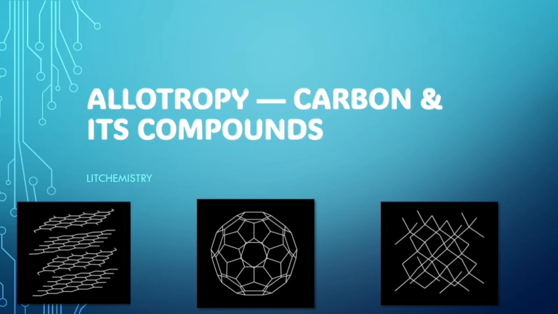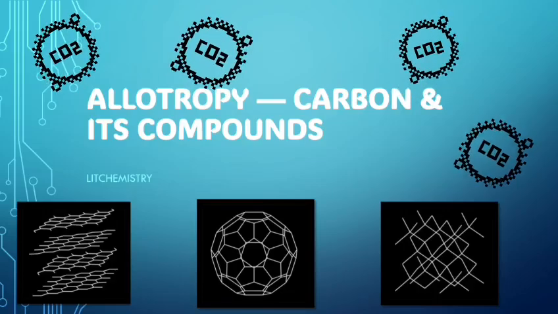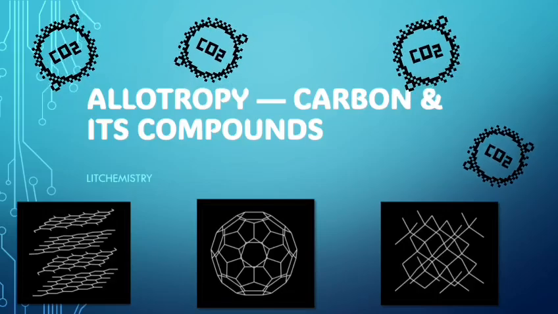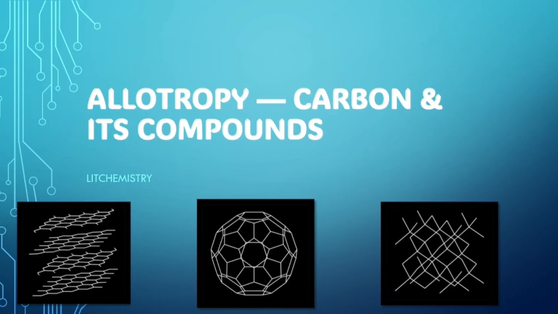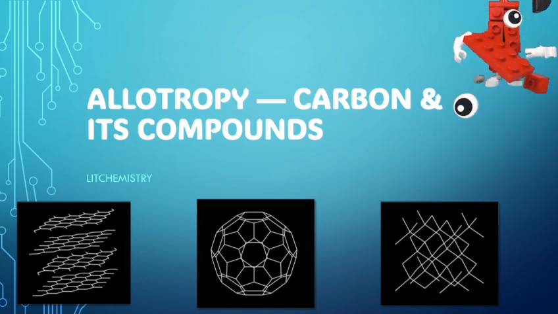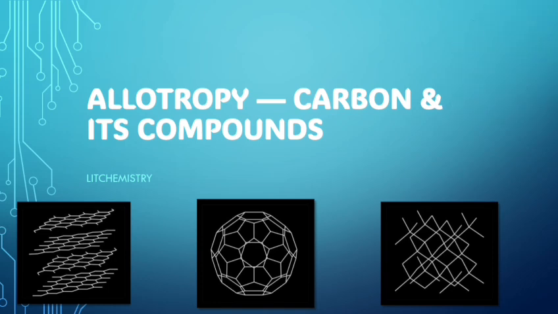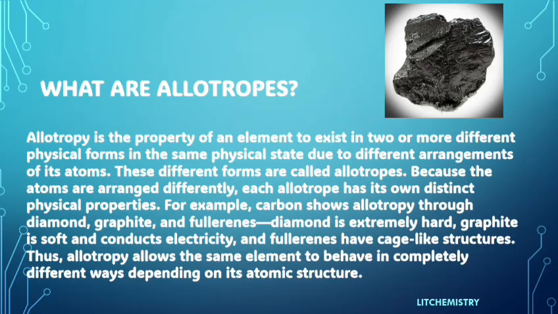Today we are going to learn a really interesting topic, allotropy in carbon and its compounds. You already know carbon is everywhere around us. But the surprising part is the same carbon can behave completely differently depending on how its atoms are arranged. Let's see how. So first, what are allotropes?